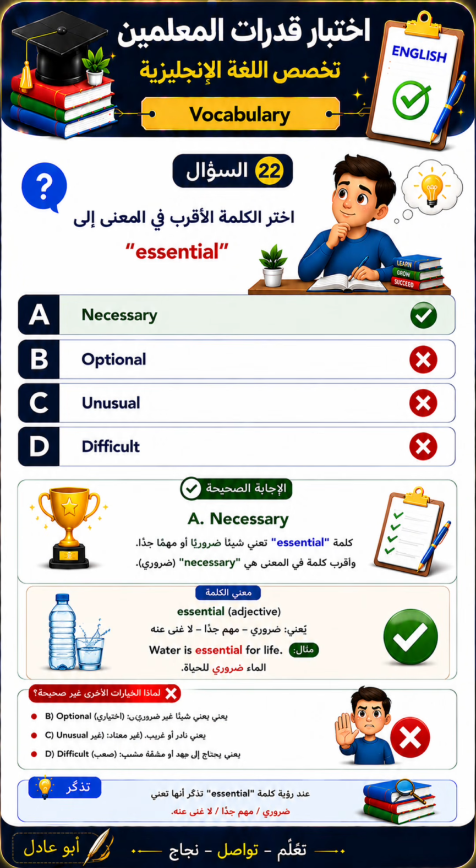The correct answer is A, necessary. The word essential means necessary, very important, or something that cannot be avoided. Therefore, the word closest in meaning to essential is necessary. For example, water is essential for life.